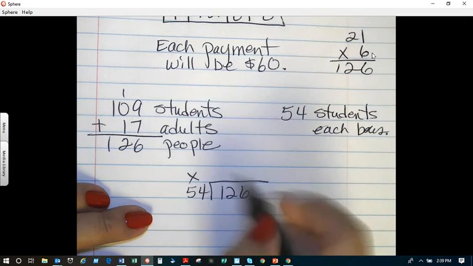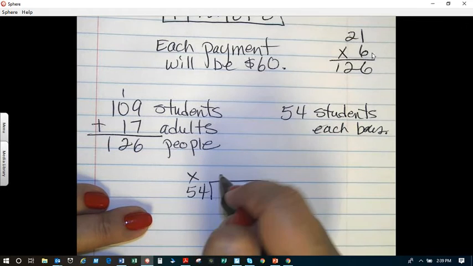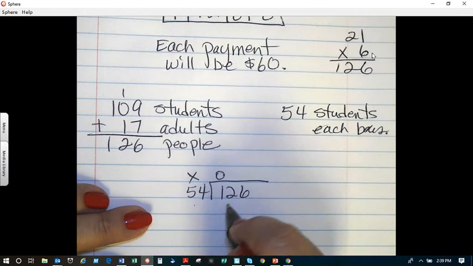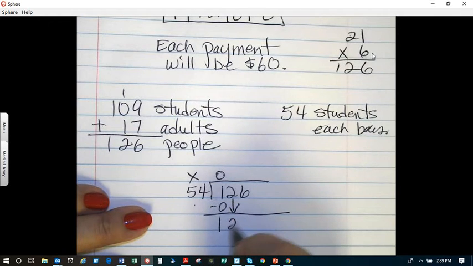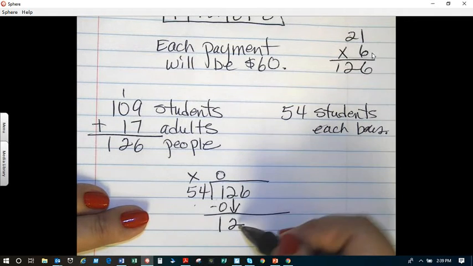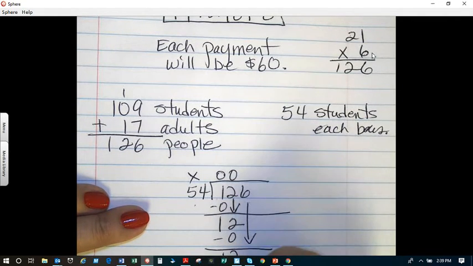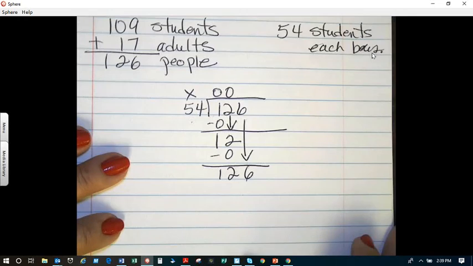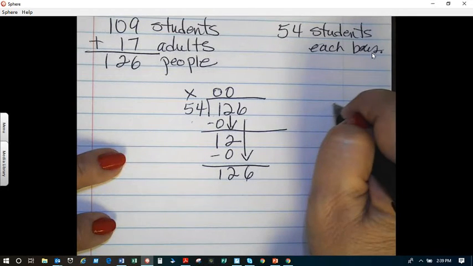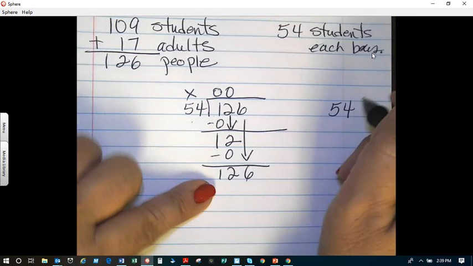My division sign. 54 cannot go into 1. 1 times 54 equals 0. Bring down my 1, bring down my 2. Okay, so 54 cannot go into 12. That's 0, 0. I bring down my 1, my 2, bring down my 6. With me so far? All right, now, how many groups of 54 can go into 126?